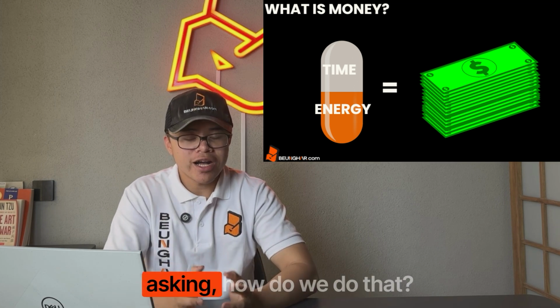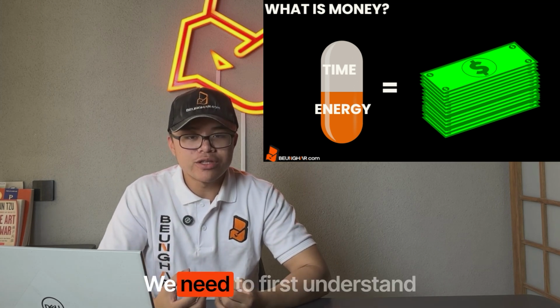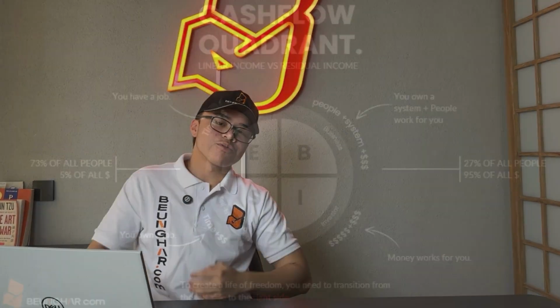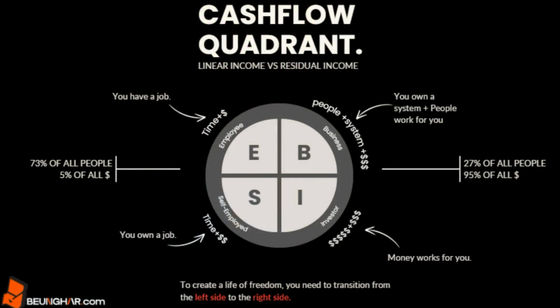Then for those who are asking, how do we do that? We need to first understand the 4 quadrants. The 4 quadrants were introduced by Robert Kiyosaki. It's a framework that categorizes the ways people earn income into 4 quadrants, each quadrant representing different mindsets, skill sets, and approaches to generate wealth. Now the quadrants are split into the left side and the right side. Now let's discuss the first quadrant, which is on the left side, the employee.